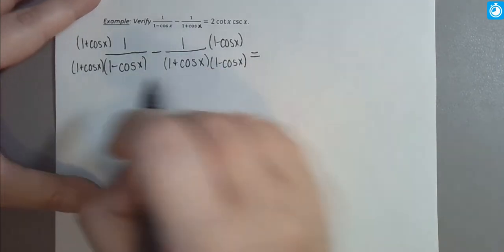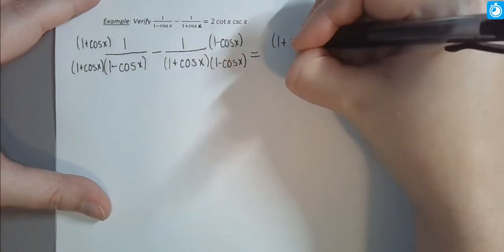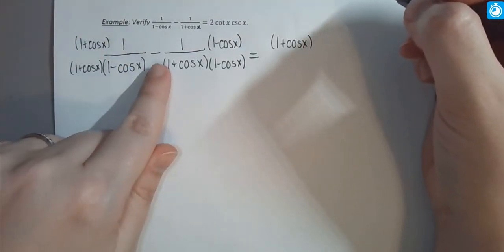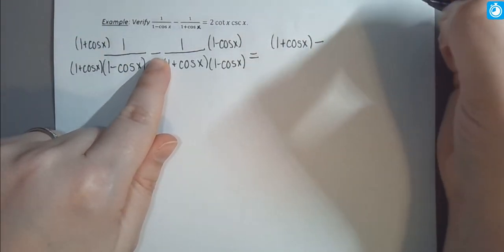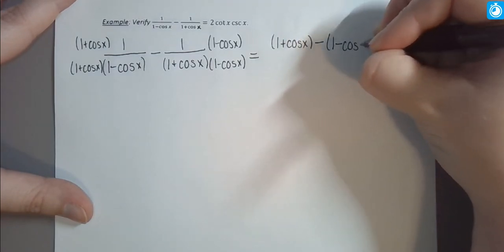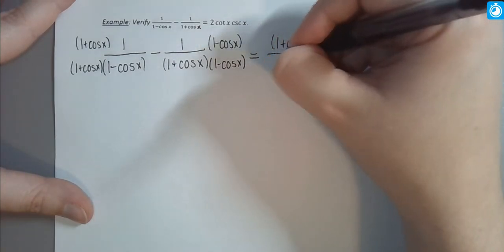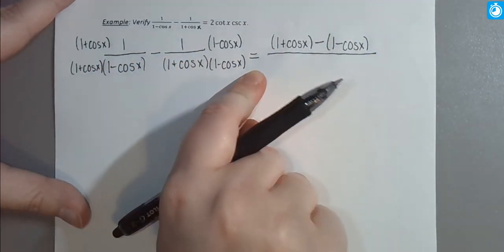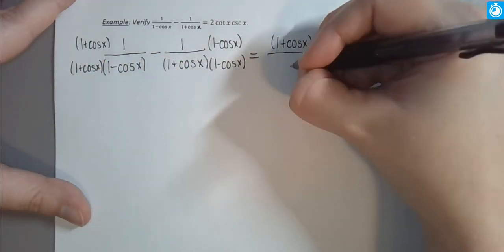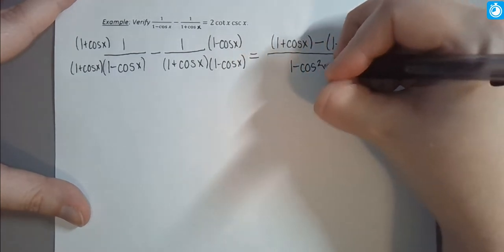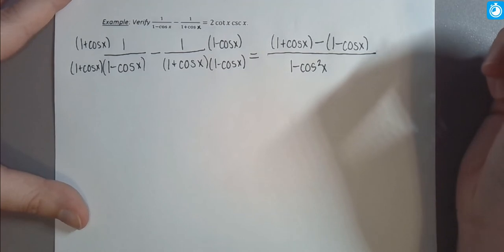So what do we have in our numerators? Well, for the first numerator, we have 1 plus cosine x times 1, which we don't have to write. And then from that, we are subtracting, so watch your signs, subtracting 1 minus cosine of x. And then all of that is divided by our common denominator. And again, we're going to FOIL it out, and we end with 1 minus cosine squared x.